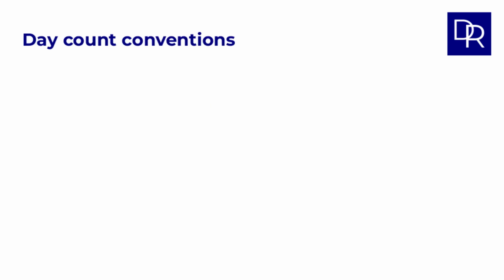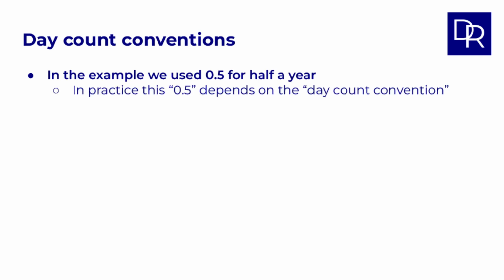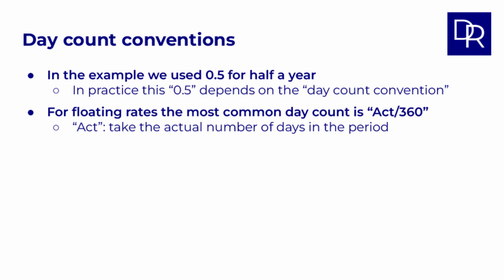Now, in the cash flow calculations in our example, for simplicity, we used 0.5 because each payment related to a period of 6 months or half a year. In practice, this number typically won't be exactly 0.5, as it depends on the so-called day count convention specified in the swap agreement. For a floating rate in most currencies, the convention is to use the actual 360 convention, which means that we would take the actual number of days in the relevant period and divide this by 360.